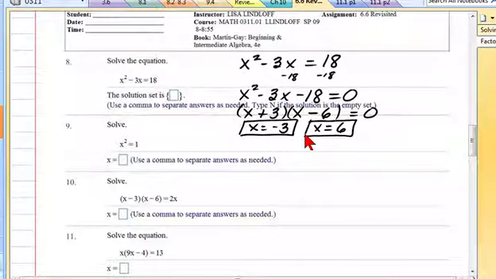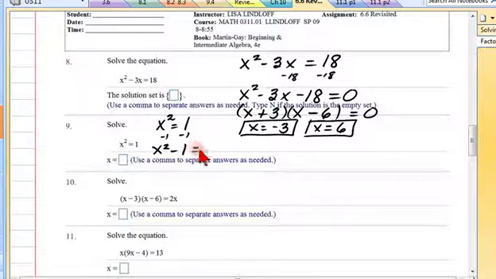Okay, problem number 9. Didn't leave a lot of room for this. I have x squared equals 1. Now, in a few minutes, I'm going to show an alternate way to solve this problem. But for right now, the only tool we have is factoring. It is quadratic, but it's not equal to 0, so I'll subtract 1, and I get x squared minus 1 is equal to 0.